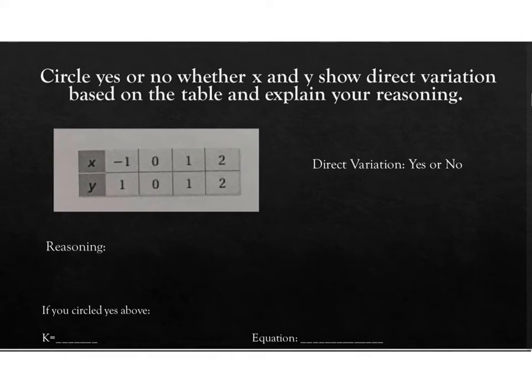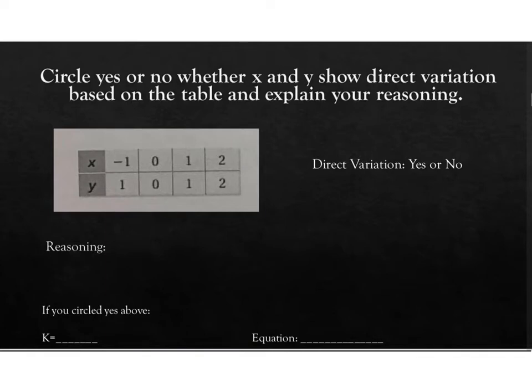All right, so let's take a look at this example. We are determining if this is showing direct variation. Now, all the things that we have talked about up to this point apply here. So in order for this to be direct variation, it needs to be a straight line, it needs to go through the origin, and it needs to be proportional.